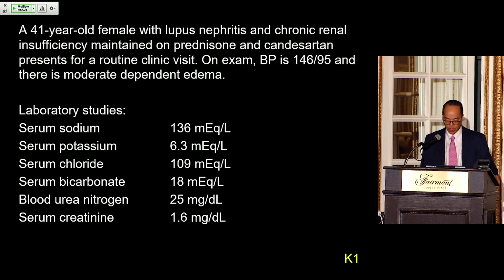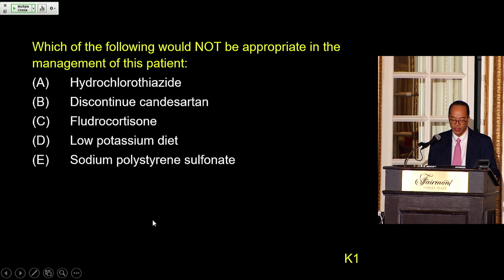So without further ado, the first question is a 41-year-old female with lupus nephritis and chronic kidney disease on prednisone and candesartan. She comes in and her blood pressure is a little high. She has moderate edema and her labs are notable for a K of 6.3, bicarb is 18, creatinine is 1.6. The question is, which of the following would not be appropriate in the management of this patient? Hydrochlorothiazide, discontinue candesartan, fludrocortisone, low potassium diet, or sodium polystyrene sulfonate.